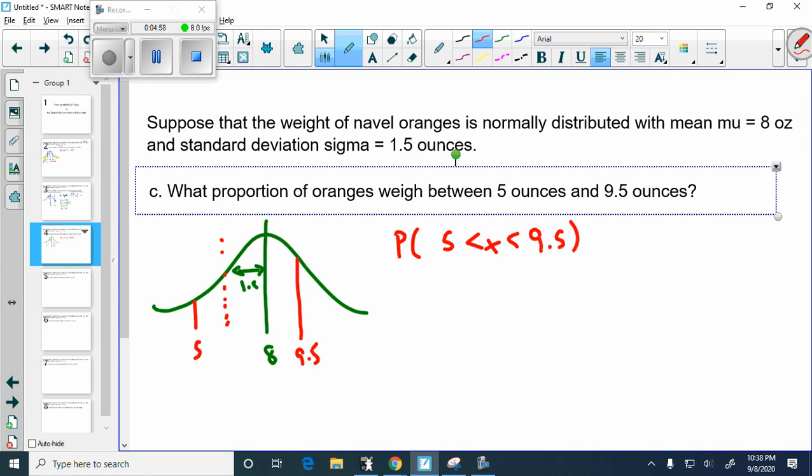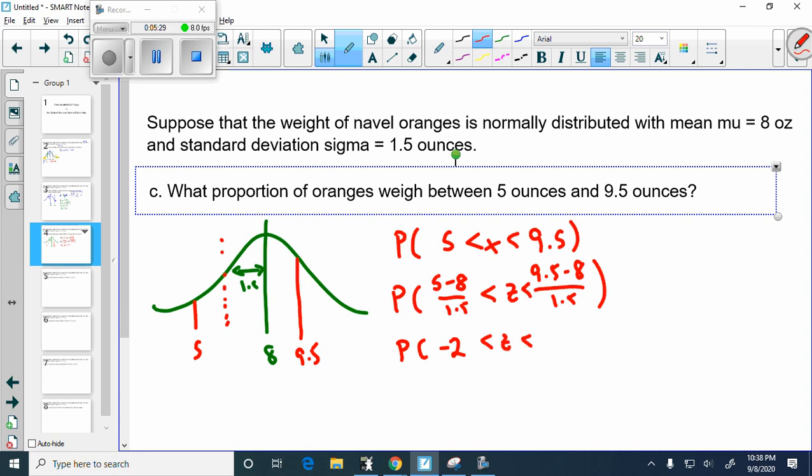What I want to do is standardize those numbers, and we'll get the integers we expect. 5 minus 8 over 1.5 is less than, now this x becomes a z because it's a standard score, and this is 9.5 minus 8 over 1.5. As we see, this is 2 standard deviations below the mean, hence the negative, and this is 1 standard deviation above the mean, and therefore it's positive.